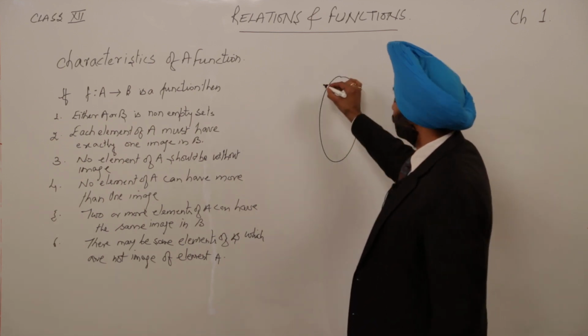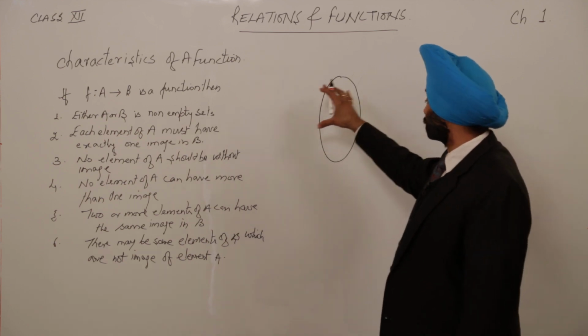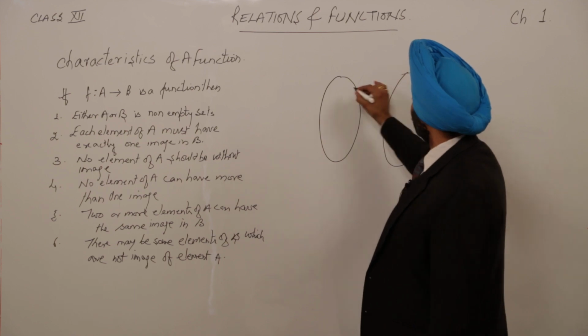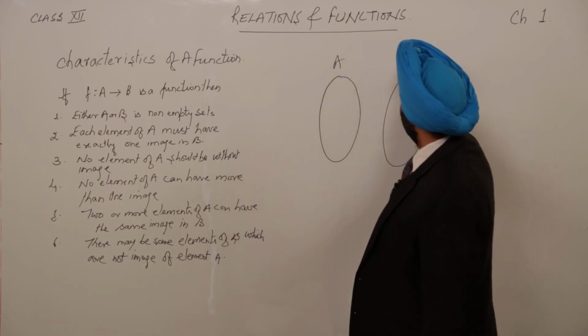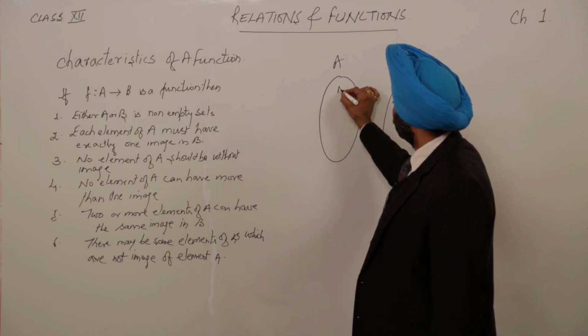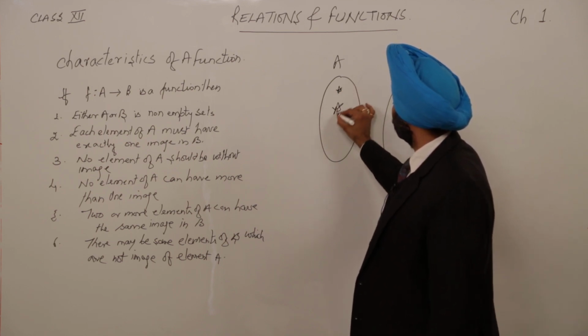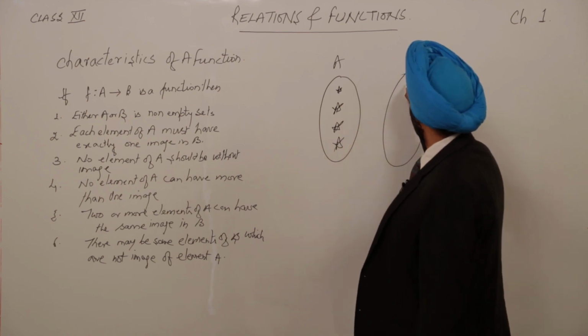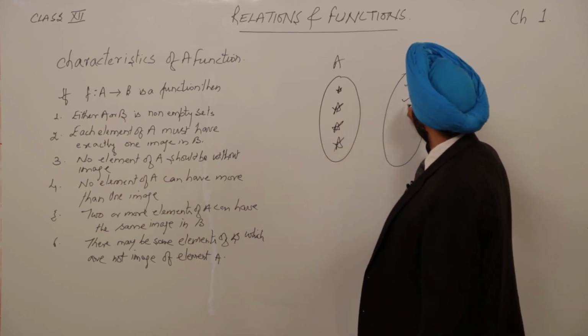First of all, before going to the examples, a small recap for all. Just look at what I have written on the blackboard. Now we have this set A and this set B. Here we have some images, and here also some images are there.